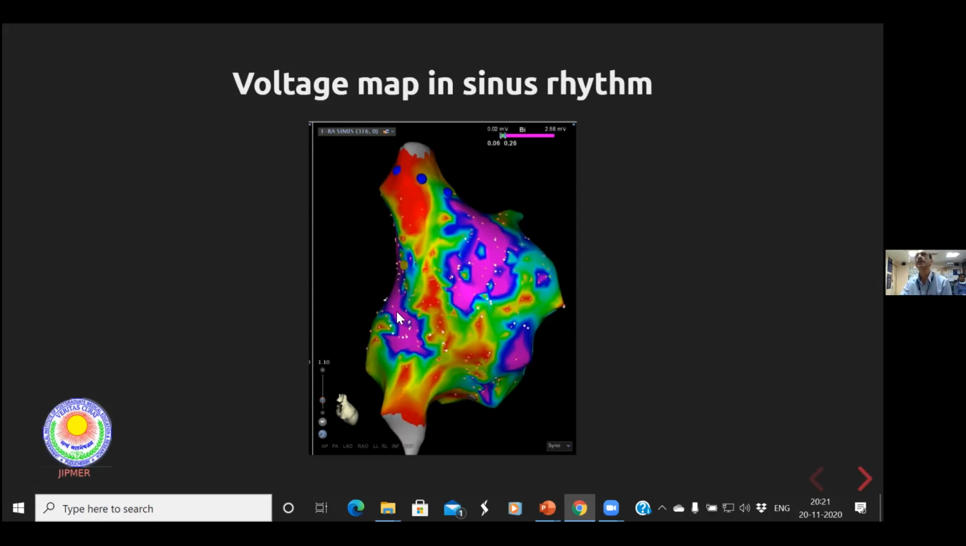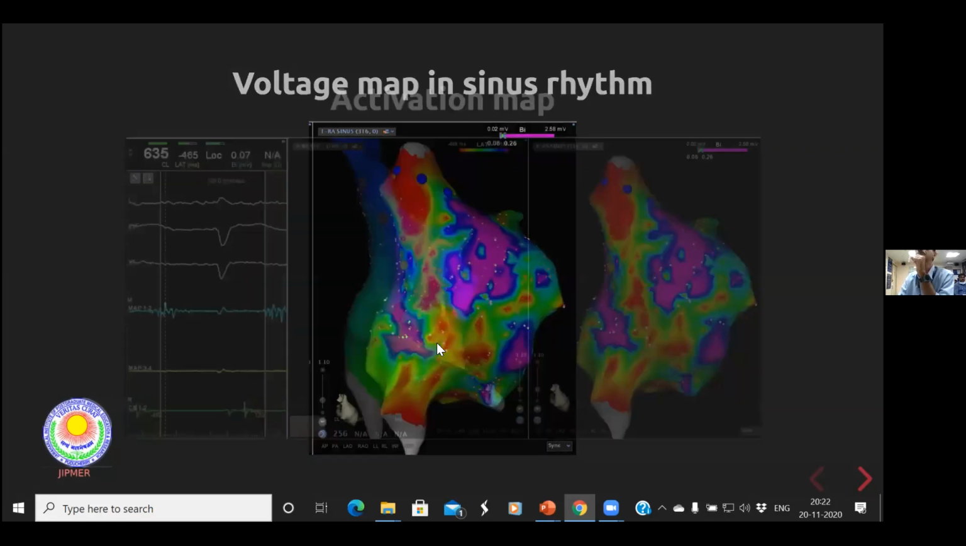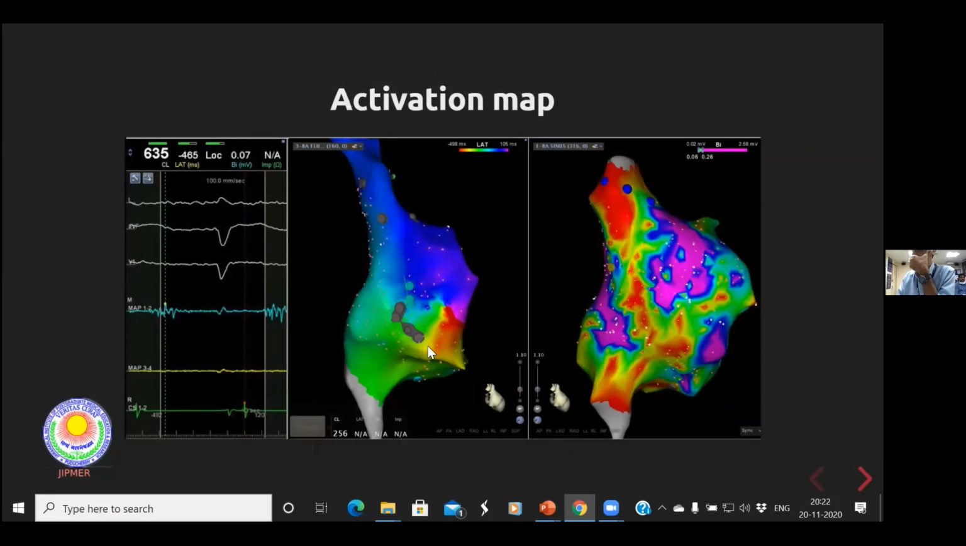This is the posterior RA, and we have the lower cutoff set at 0.06 millivolts here, and with that you can see fairly dense scarring near the SVC and near the IVC, and there's a line of scar extending from the SVC to the IVC. It's a little broken up. It's dense towards the center, but there are gaps towards the SVC and towards the IVC. Once we have finished the substrate map, we induce the flutter, and then we do an activation map.